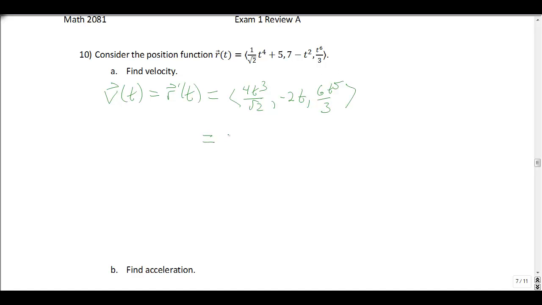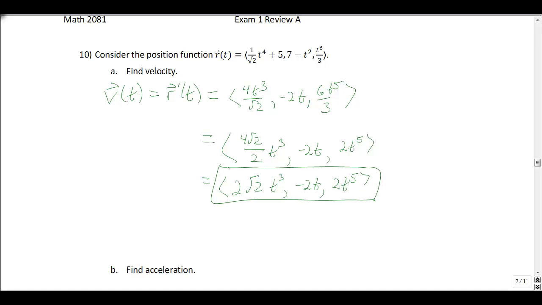And we could simplify this a bit. You multiply the top and bottom by the square root of 2. You get 4 over the square root of 2 times t cubed, negative 2t. And the 6 and 3 simplify to just a 2. And then the 4 and square root of 2 will actually simplify down to 2 square roots of 2, so 2 square root 2 t cubed, negative 2t, and then 2t to the 5th. So this here, that's our velocity, which is a vector.